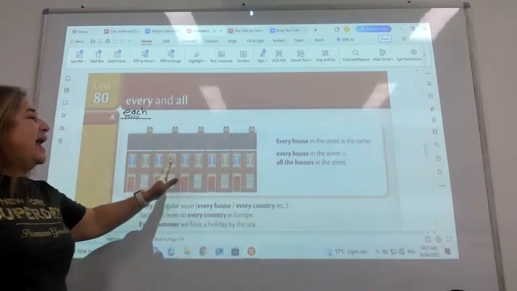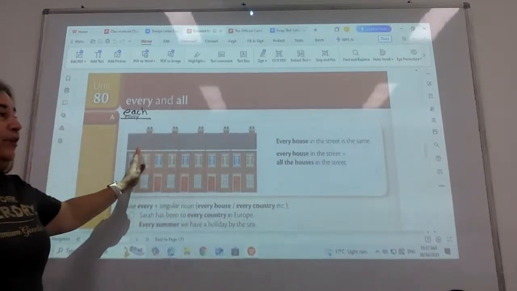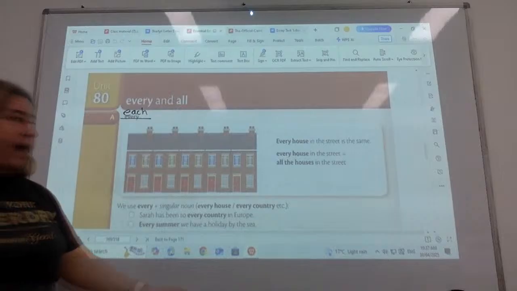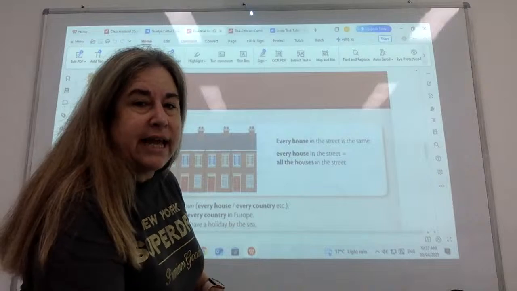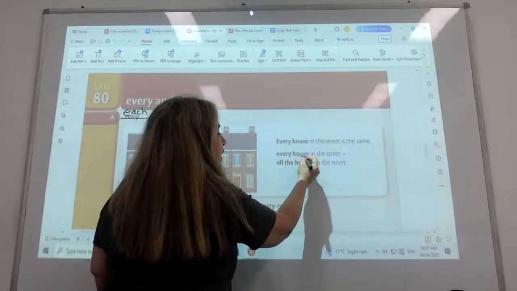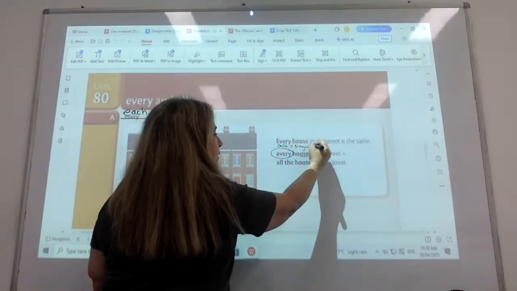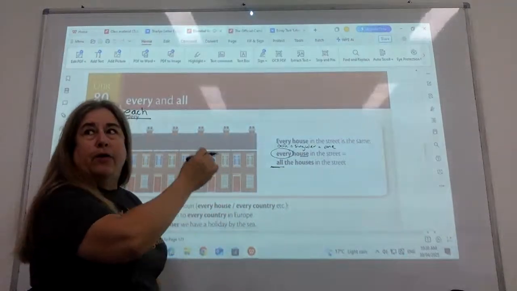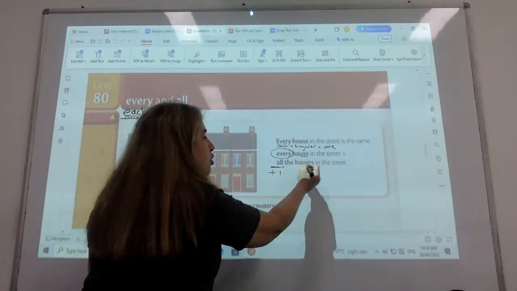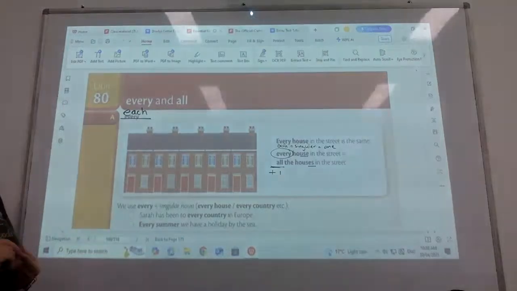So here it says, every house in the street is the same. Every house in the street is the same as all the houses in the street. You see what I said? Here, singular, because this means each, and each is singular, is one. But here, all, now we're talking about more than one. So this is plural.